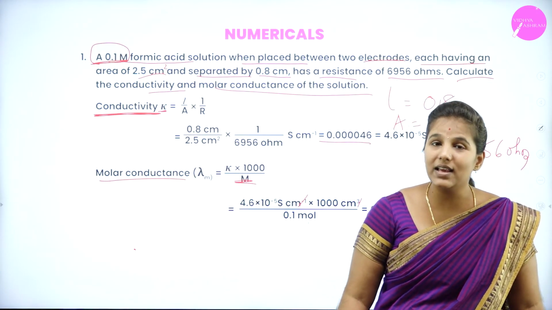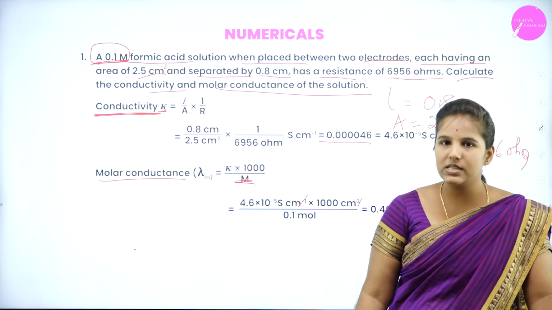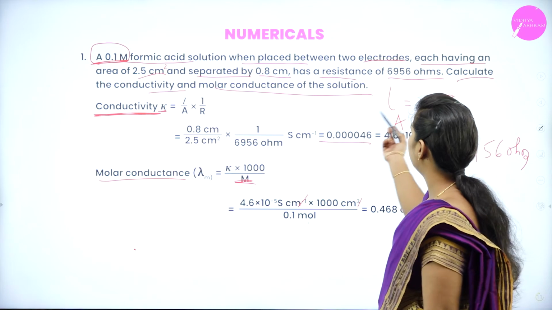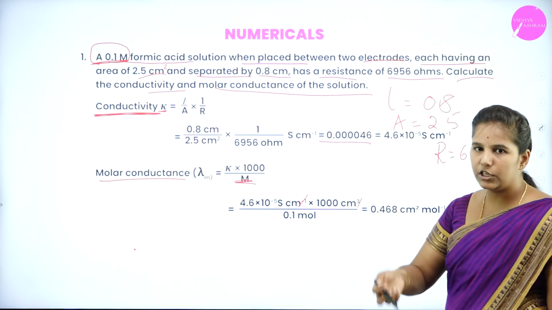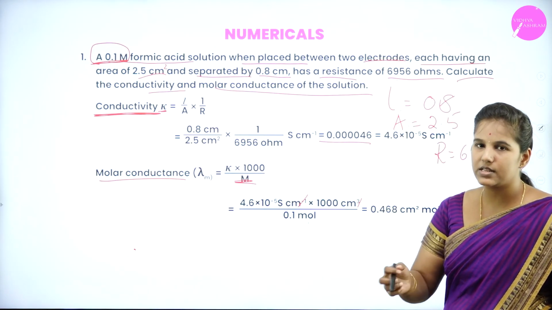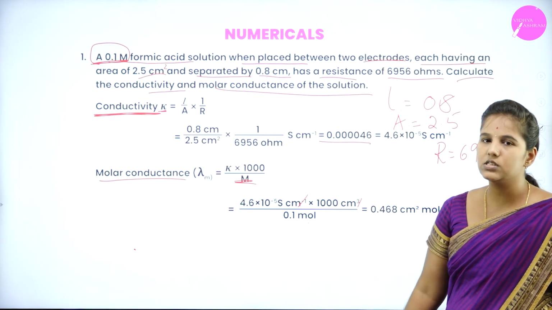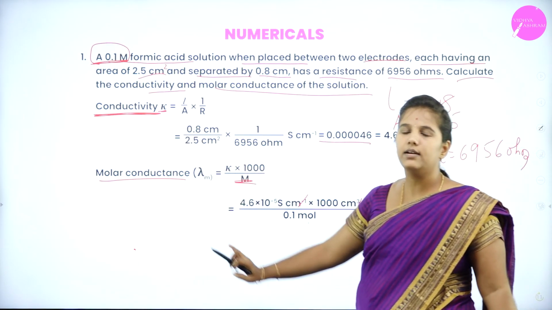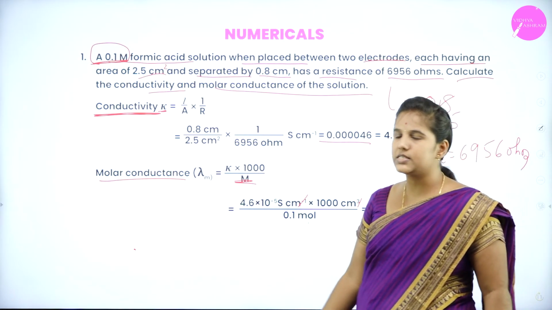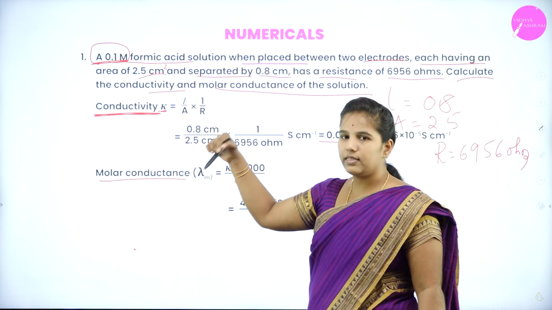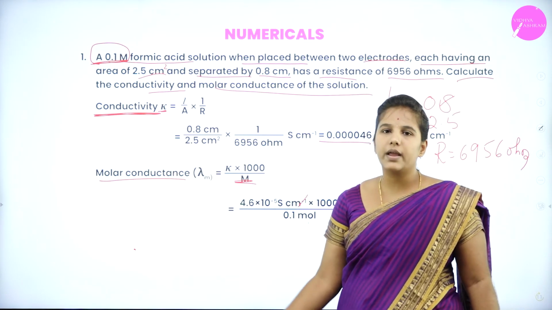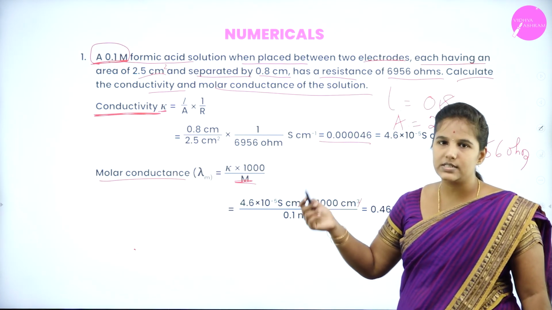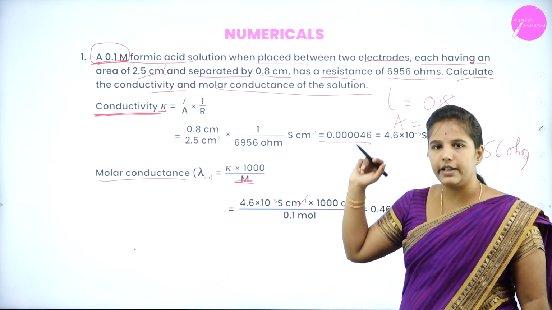You just have to analyze the problem first, what they have given. Remember, here they have given the length between the two electrodes, A, that is the area of cross section, and the resistance also. The only thing is we need to calculate the conductivity and the molar conductance. What is the conductivity? It is equal to length divided by A into 1 by R. Length and A we know, and R also we know, that is the resistance. If you substitute this, you will get the value.